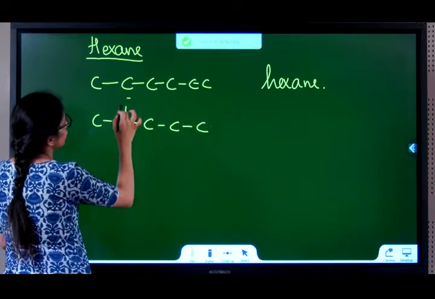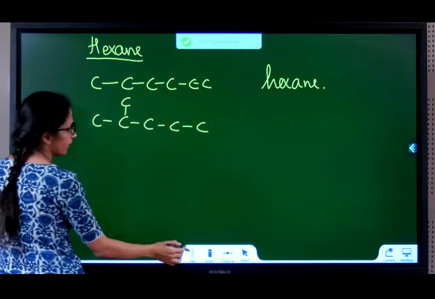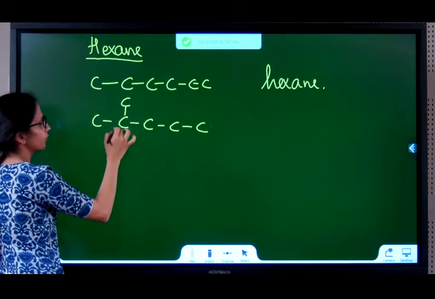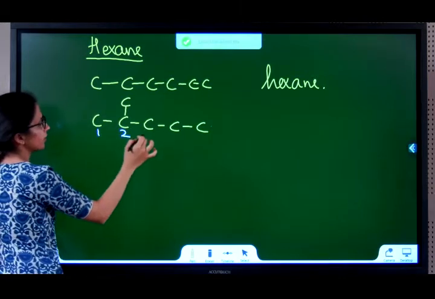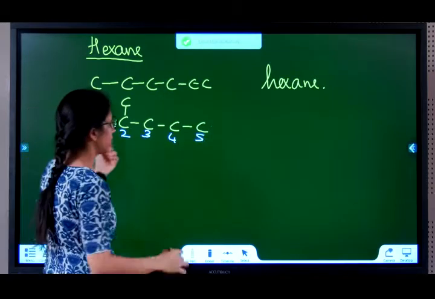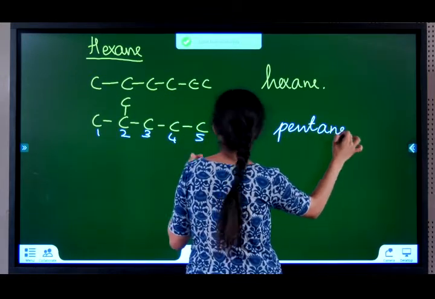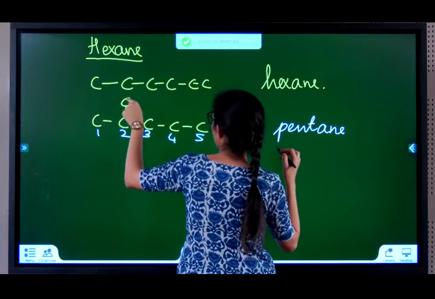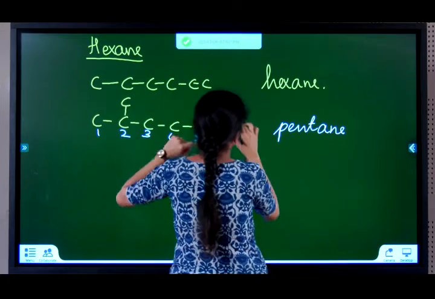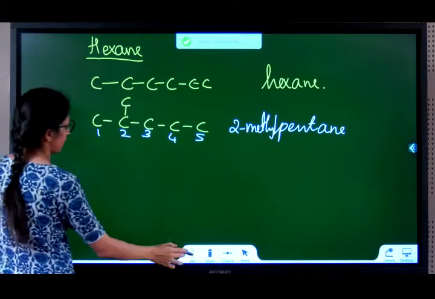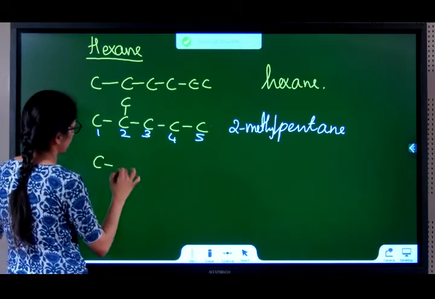So, let us try at position 2. Okay. Now, the numbering, lower number: 1, 2, 3, 4, 5, or 1, 2, 3, 4, 5 from the other side, 2 and 4, 2 is better. So, 1, 2, 3, 4, 5. 5 carbons, so pent, all single bonds, ane. At position 2, I have 1 carbon, that is 1 alkyl group. So, 2 methyl pentane.